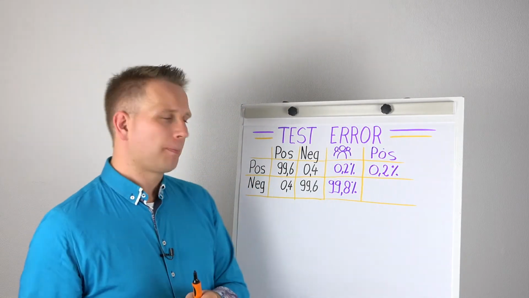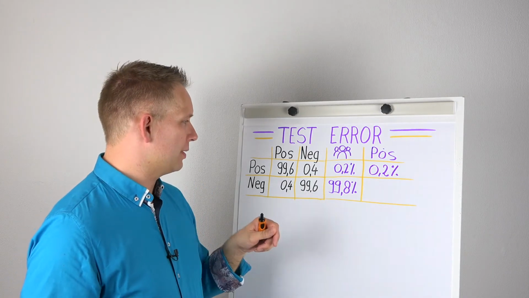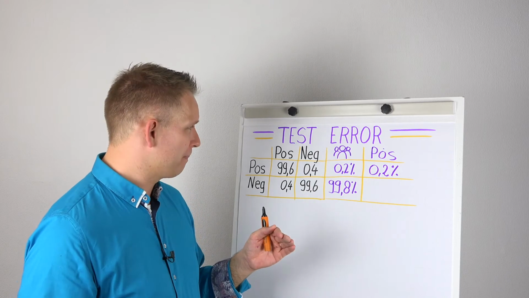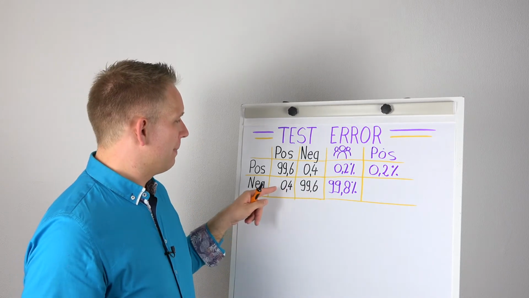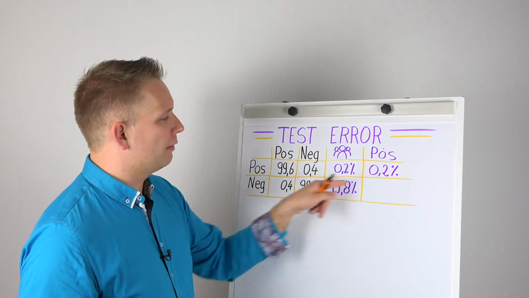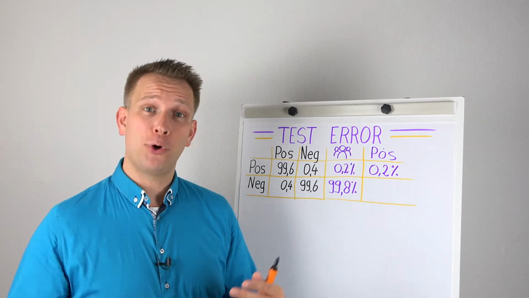Now for the negatives. So almost everyone in this population is actually seronegative. So most of them will get a negative test result, but also 0.4% of the 99.8% will actually get a positive test result.